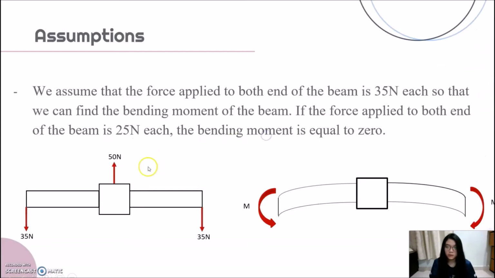So next, these are the assumptions for LO2. We assume that the force applied to both ends of the beam is 35 Newton, as you can see here, so that we can find the bending moment of the beam. If the force applied to both ends of the beam is 25 Newton each, then the bending moment is equal to 0. So we need to use a higher force applied to both ends so that we can get the bending moment that looks like the right side of this free body diagram.